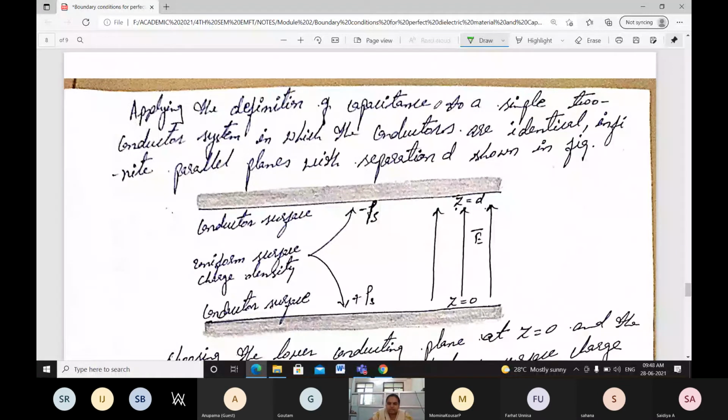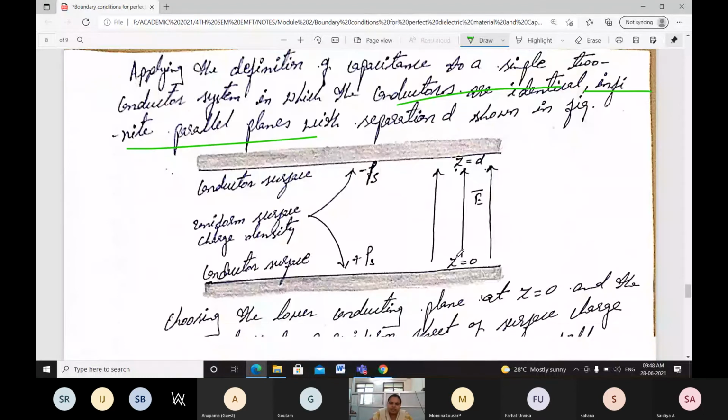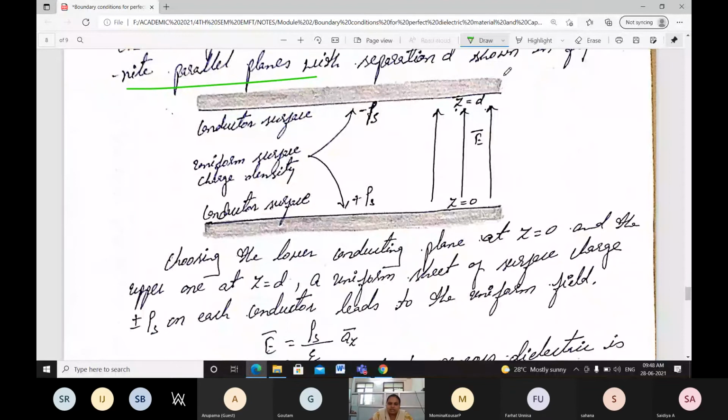Next, the same definition we are going to apply to some medium here. Applying the definition of capacitance to a two-conductor system in which the conductors are identical. Observe here, the two conductors are identical infinite parallel planes separated by a distance d, as shown in the figure. Here is the conductor surface, and here the other conductor face, with uniform surface charge density, here minus rho s, and here plus rho s. The field E is in the upward direction, and here z equals d.